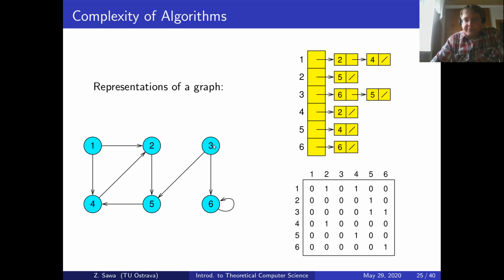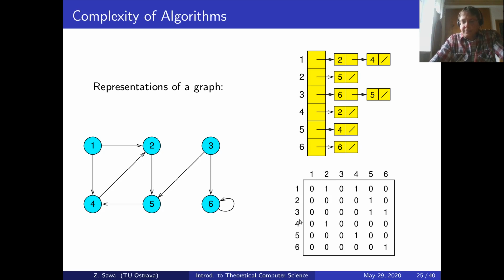Here I have just represented the outgoing edges for each node. For some algorithms it could also be useful to represent, in the same way, the incoming edges for each node. So this is one often used possibility.